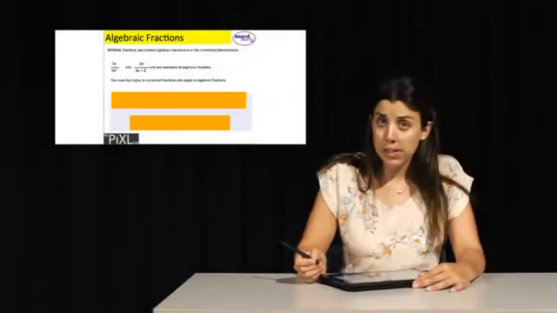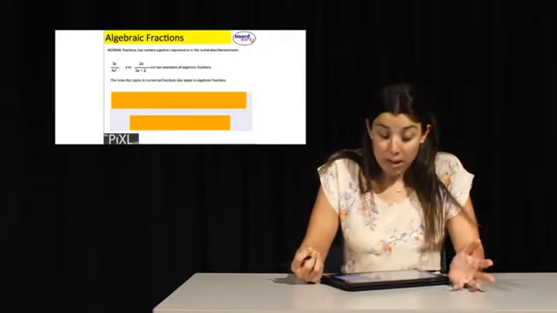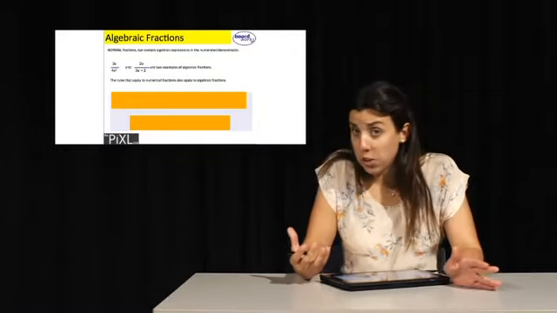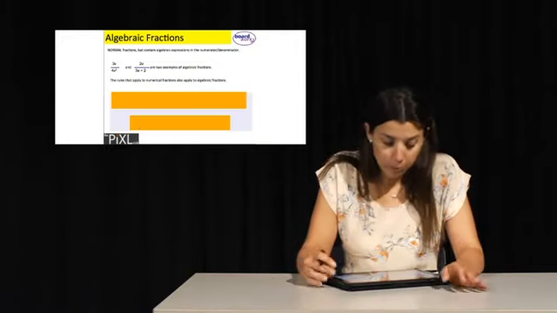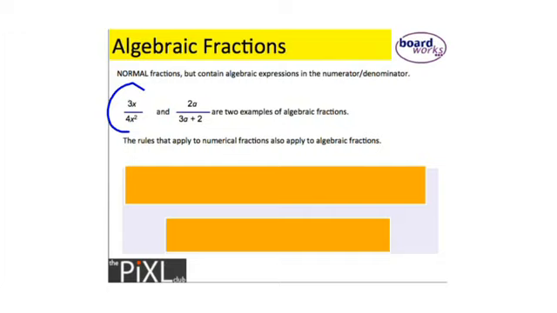The next part, the algebra section, is about algebraic fractions. Really, they're normal fractions, but they contain algebraic expressions in the numerator or the denominator, or sometimes both. So for example, if you look here, we have 3x divided by 4x squared. That is an example of an algebraic fraction. Our second example, 2a divided by 3a plus 2. You can see here in this example we have an a here and an a here. These two are examples of algebraic fractions.